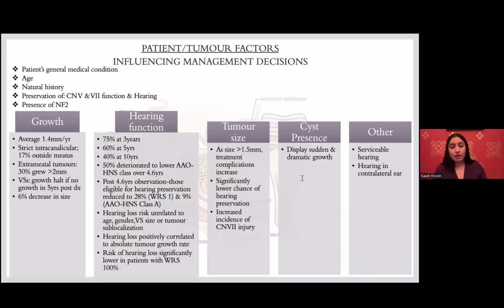Now, however, in terms of the natural history of the tumor growth, the usual quoted range is about 1 to 10 millimeters per year, with an average of 1.4 millimeters per year, but this could be a bit variable.